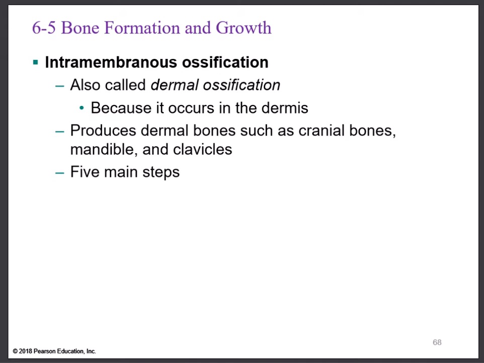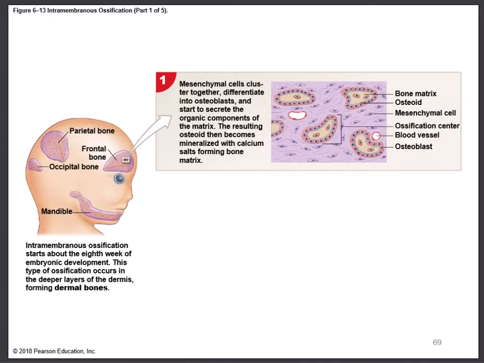This is broken down into 5 main steps. If you notice here, we have a picture of a little fetus. We're looking at the cranial region, and we're going to take a look at, in this case, the formation of the frontal bone. So the first step here, the mesenchymal cells.